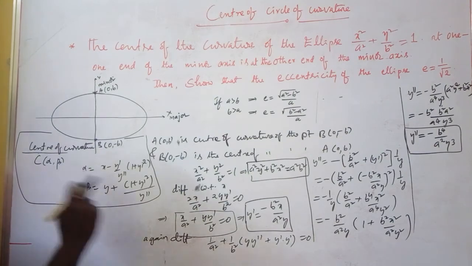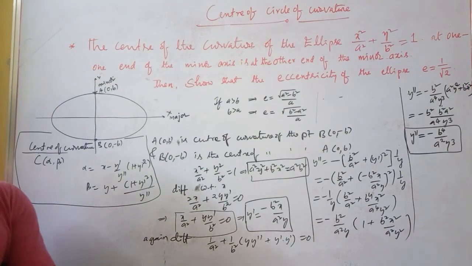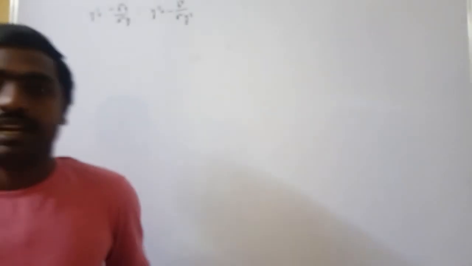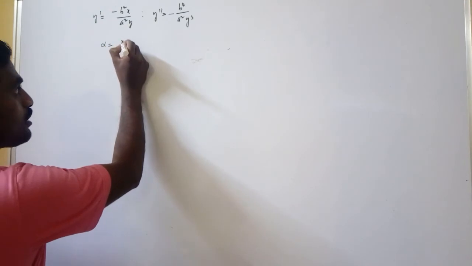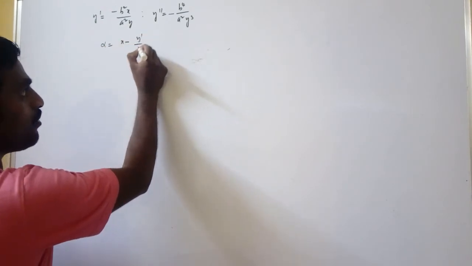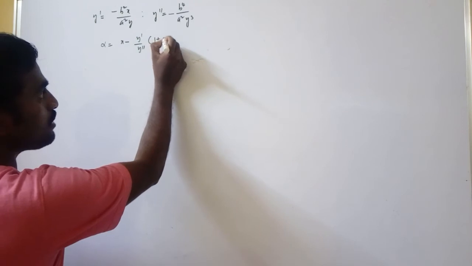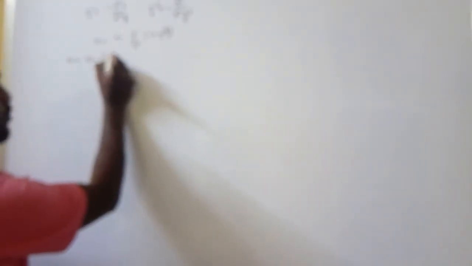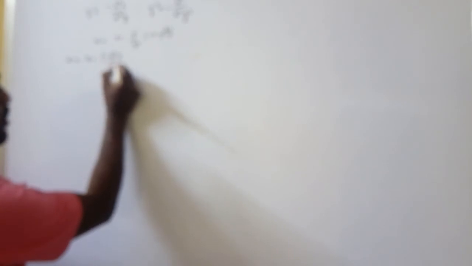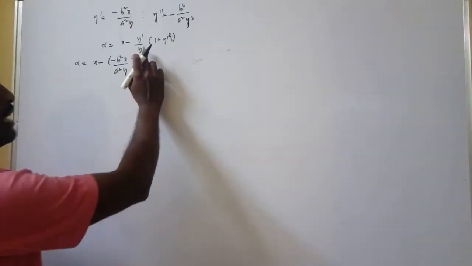So we substitute those values in alpha and beta, and we get some equation. I will do that. Next, substitute in alpha and beta. So alpha equal to x minus y dash by y double dash into 1 plus y dash power 2. Substitute all the values in that one. So alpha is equal to x minus y dash value, minus b square x by a square y, into y double dash, which is a denominator term.